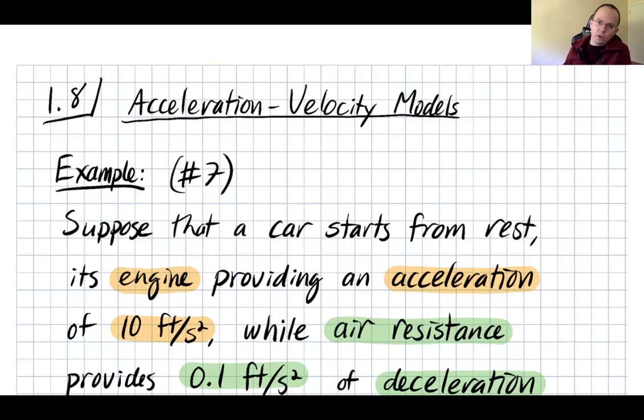Today we're going to talk about Section 1.8 on acceleration velocity models. The main goal in this section is to discuss how air resistance can affect your acceleration and velocity models. So we're going to introduce air resistance into our models. Let's start with an example.